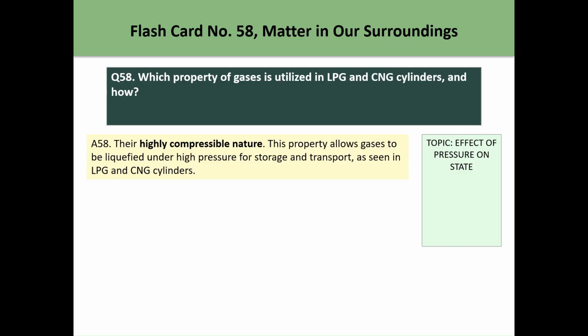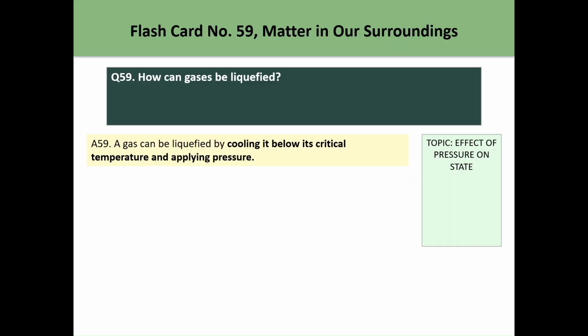Which property of gas is utilized in LPG and CNG cylinders and how? Their highly compressible nature. This property allows the gas to be liquefied under high pressure for storage and transport, as seen in LPG gas cylinders. Next, how can gas be liquefied? A gas can be liquefied by cooling it below critical temperature and applying pressure. Remember, liquefaction needs two things: cooling and pressure.